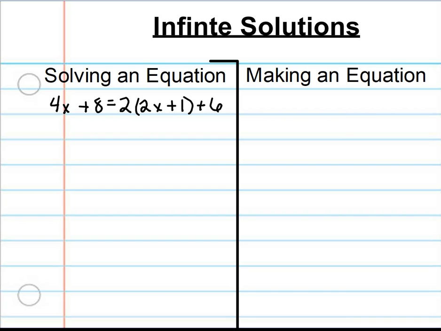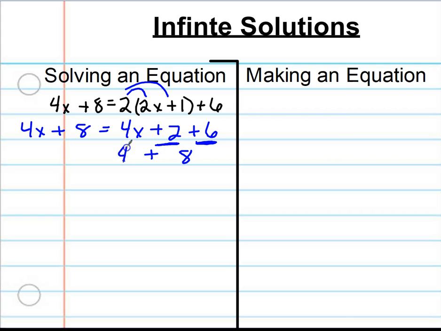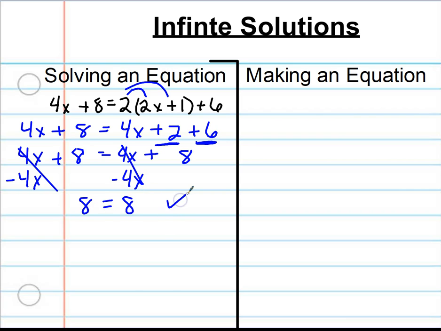All right, let's practice solving an equation. So we've got 4x plus 8. We're going to leave that alone. And then on this side, we're going to distribute. So we get 4x plus 2 plus 6. Now we're going to combine our like terms. That's going to give me 8 plus 4x equals 4x plus 8. Okay, now I'm going to subtract my 4x from both sides. That's going to cancel them out, and we end up with 8 equals 8. All right, there we go. Infinitely many because 8 equals 8.